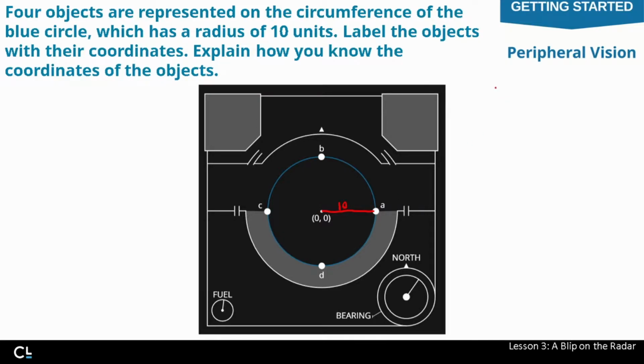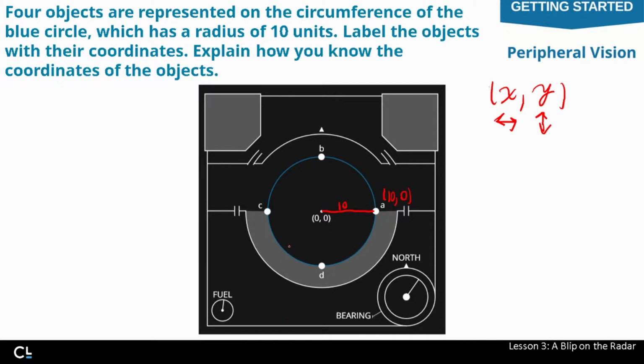So if this is 10 units, now we're not moving up or down. Think about your x and y coordinates. Your x is your left and right coordinate, so are we moving left and right, and how many? And your y is your up and down coordinate, so are we moving up and down? For our first one, A, where are we going from 0, 0? We're moving right 10, which is positive. So we could write A as 10, and then we're not moving up or down, so it's going to be 10, 0.